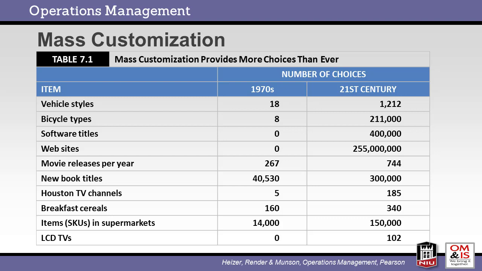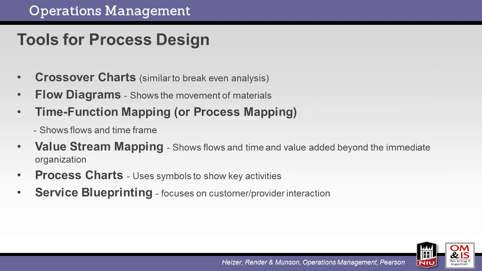This table shows the impact of mass customization techniques increasing the volume of customer choices for a variety of product types. Now that we've considered the four major process types, we look at various tools used to design your process. These tools include crossover charts, flow charts, process mapping, value stream mapping, process charts, and service blueprinting.